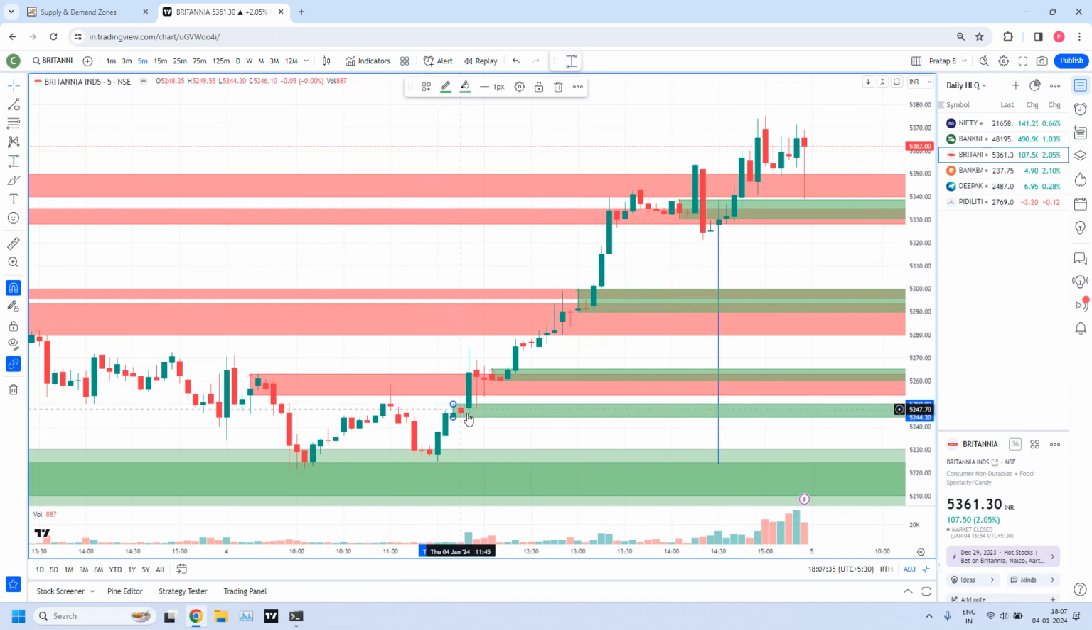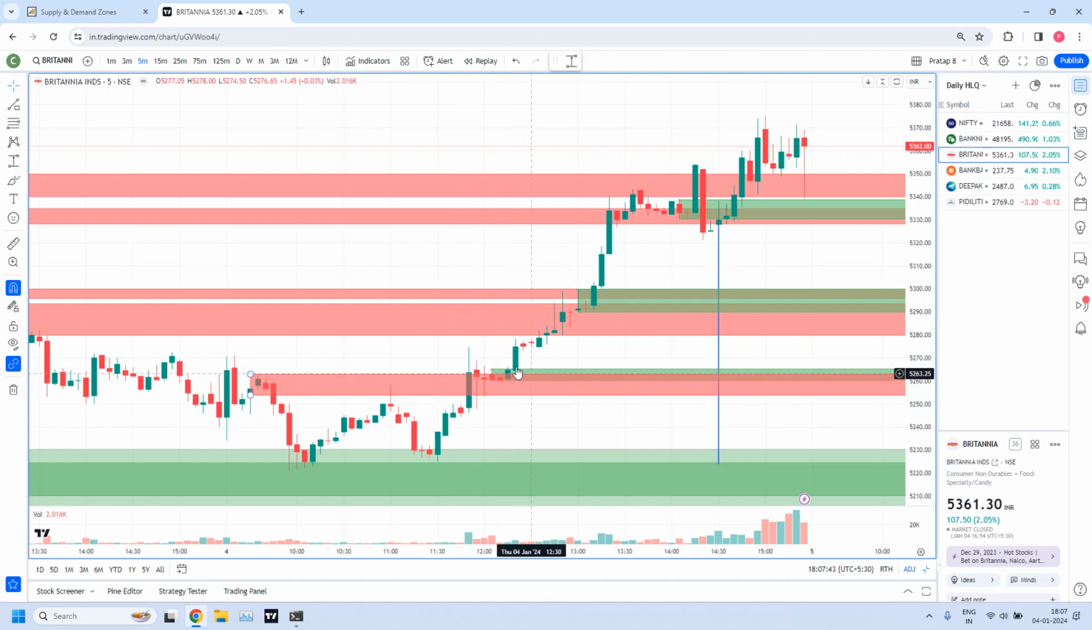So this demand zone is not violated and the next demand zone is created. What happened? By deleting this, you changed your target. Again this demand zone is not violated. Again another new demand zone is created. What you did? You deleted this demand zone and again you changed your target. Again after that what happened? This demand zone is not violated and after that one more new demand zone is created. That's why what you did? You deleted this demand zone and then again you revised your target.